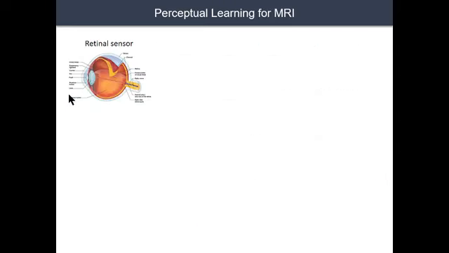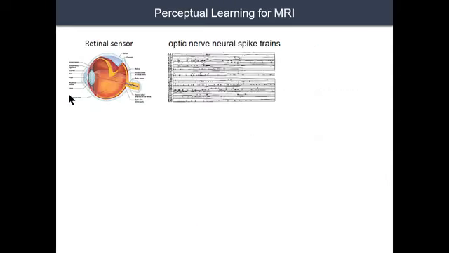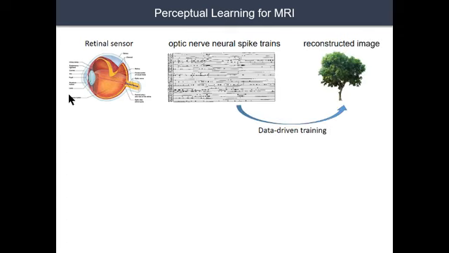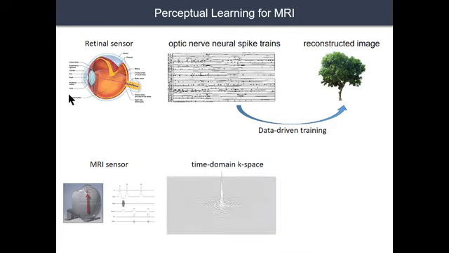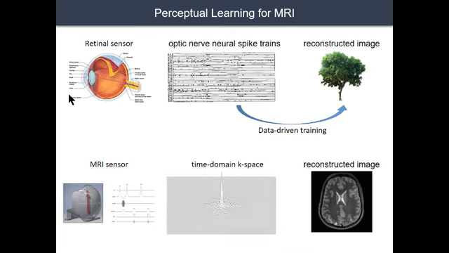So in the same way that for our vision, we get from the sensor domain of neural codes to the final image with data-driven training, our idea is to do that with MRI, going from the sensor domain of K-space directly to the reconstructed image with the same type of data-driven training.